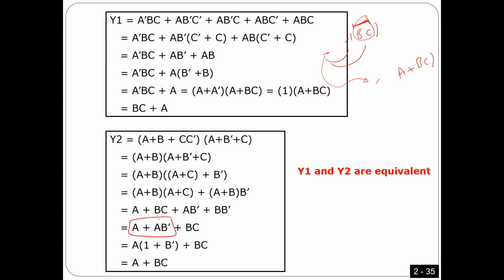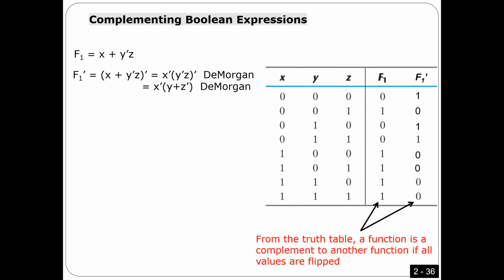Okay, so now yes, I can simplify more very quickly. I can see something here: A is common. By this way, 1 or anything is 1, and A and 1 is actually A. Anyway, any questions?